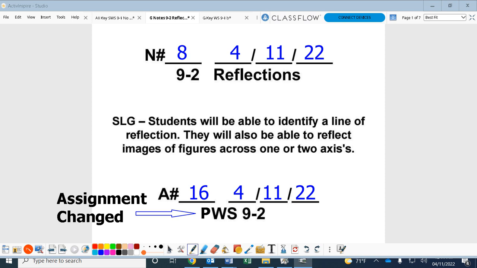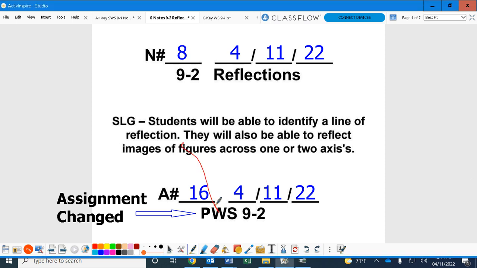Please make sure you have made this change right here. Please make sure you made this change. I did have it as WS 9-2, but it was the longer of the 2 worksheets, so I switched them. We'll do that one tomorrow on day 2. This is going to be PWS 9-2. Make sure you've corrected that on your note sheet that you're looking at and on the actual note sheet.